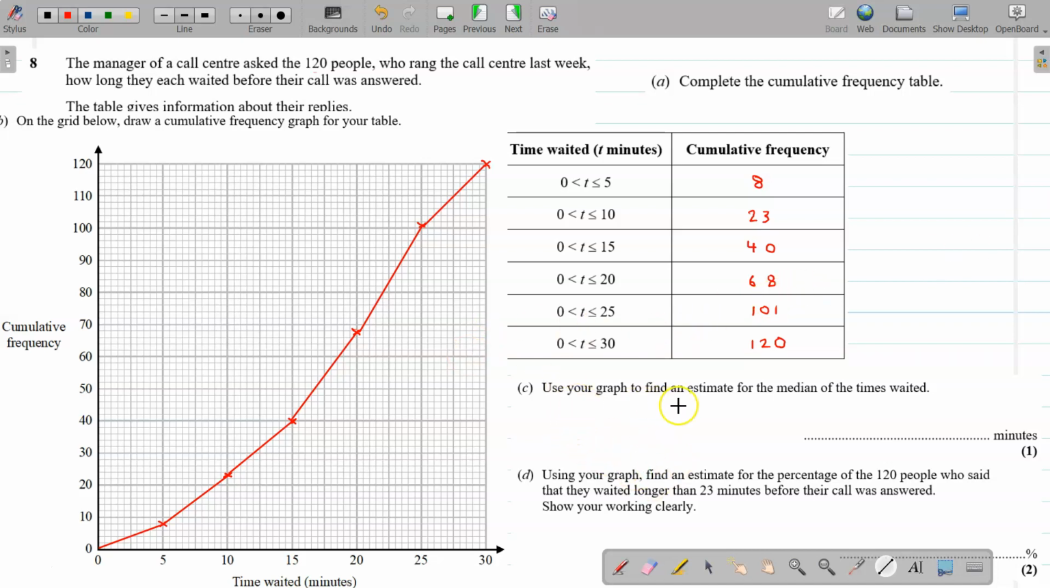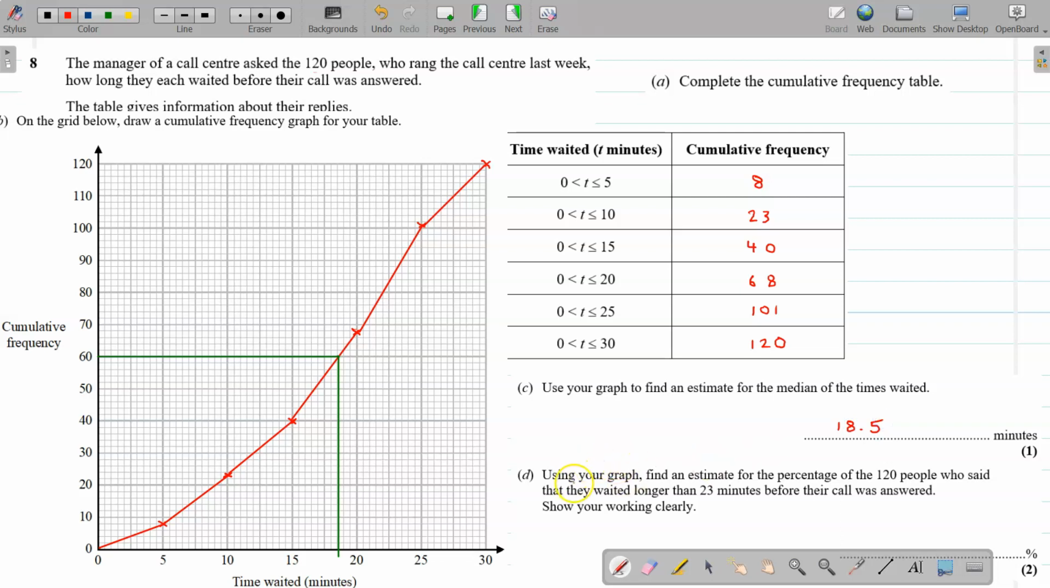Okay, now it says use your graph to find an estimate for the median of the times. So if there's 120 people, we want the time of the 60th person. Draw it on the graph. Don't just write the answer in, and this is your evidence or your working out to show that you've done the question properly. And read off the number that you get down there. Well, that's 60. And that's clearly going to be 18.5. So I'm just going to write 18.5 minutes in that space there. And the evidence or working is clearly shown on the graph.